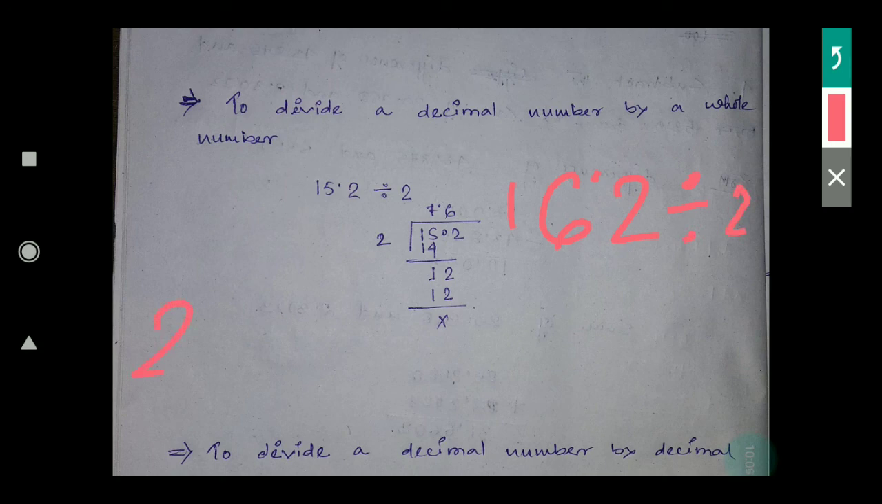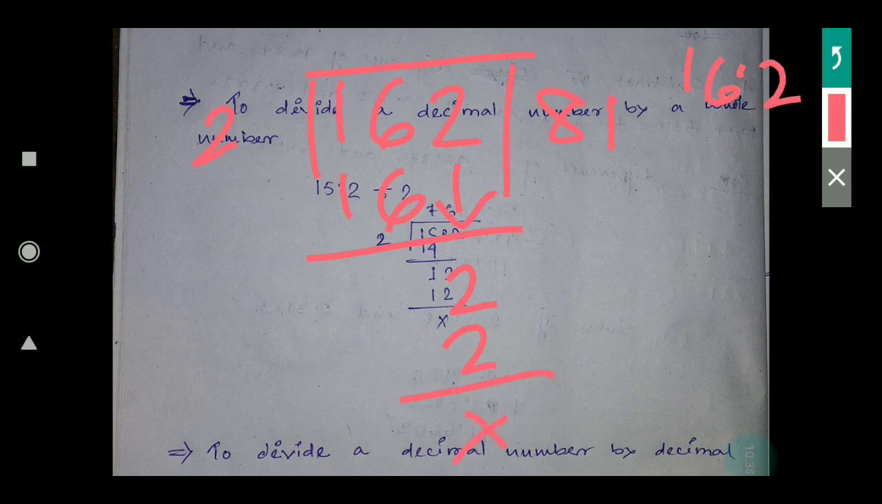So first of all you write 2 here, then you consider just the whole number 162. The question is 16.2, but I have removed the decimal point. Only the whole number I will take, and with 2 I am dividing. 2 eights are 16. Now 2 is there, this 2 will come down. 2 ones are 2. Okay. 2 minus 2 is 0.